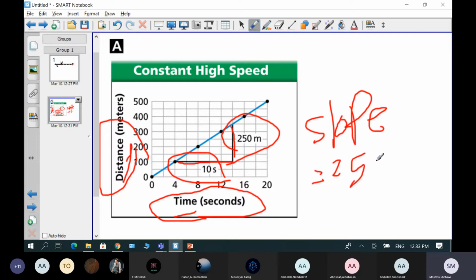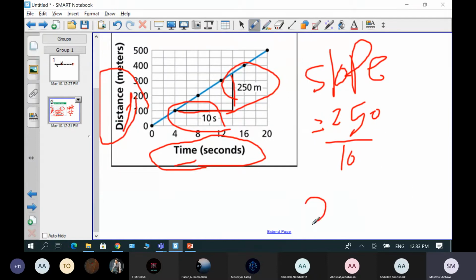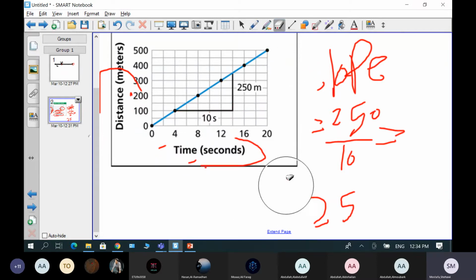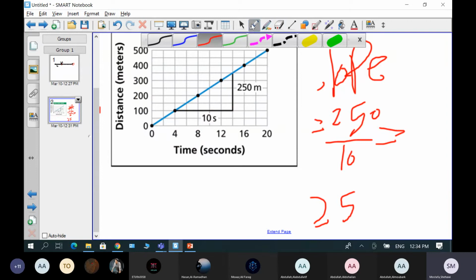250 divided by 10. So the answer will be 25. The slope is 25. And here we divide rise over run. Let me explain what rise and run are. Rise is that distance, from here until here. We call it delta D, or distance. And we divide it by the run, which is this one. And this one equals what?